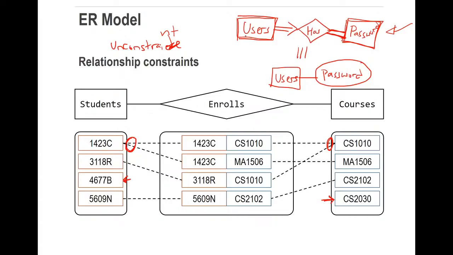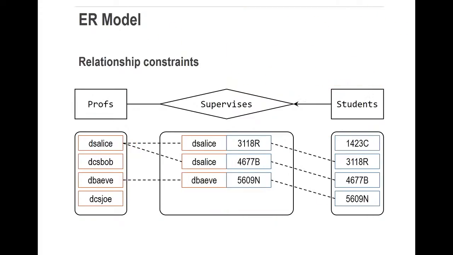Yeah. So there's another way you can represent this, which I will talk about later. But let's take a look at the second kind of relationship constraint. This one is a key constraint. So the professors can supervise multiple students, or they can supervise no students at all. But a student, you can see over here, if a student is being supervised, then the student can only be supervised by exactly one professor.